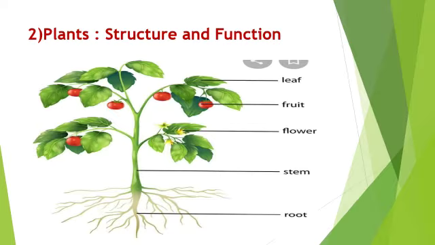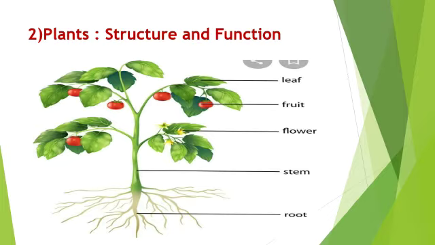Students, we all have seen the different kinds of plants. We have seen their parts also. You know all the parts of the plant: the root, stem, leaves, flowers, fruits, etc. They all are different from each other and their functions are also different. First of all, we are going to learn about root.